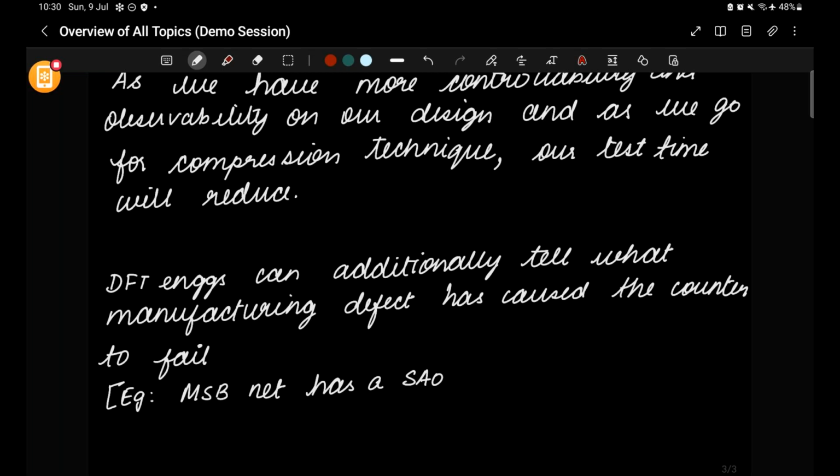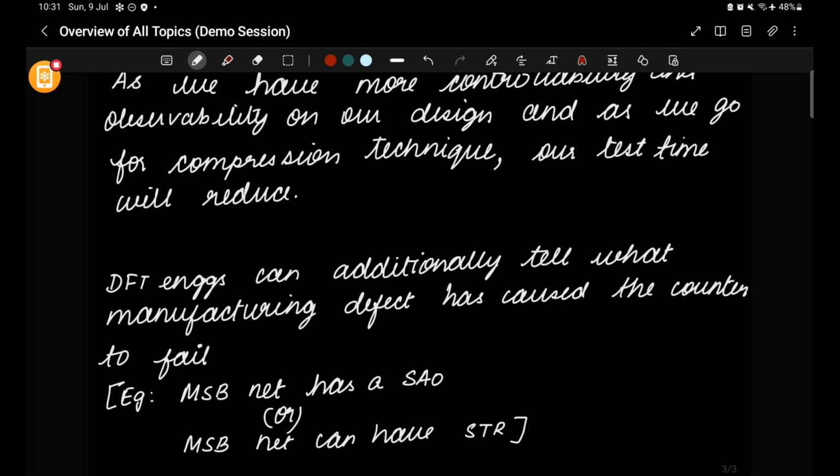It might be tied to 0 during manufacturing. Or the MSB net can have a slow-to-rise fault. Before the 1000th pulse comes, and when the 1000th pulse has come, the MSB net did not rise to 1, and so the counter was counting 999. After some time it will rise to 1. That is a slow-to-rise fault.